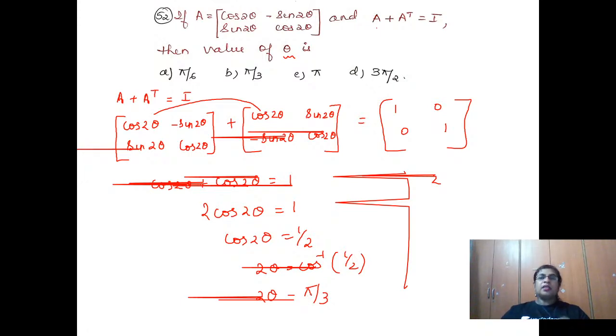They asked us to find the value of theta. So therefore theta is equal to pi by 3 divided by 2. So therefore it is pi by 6. And the option which satisfies this is my first option, that is option A.